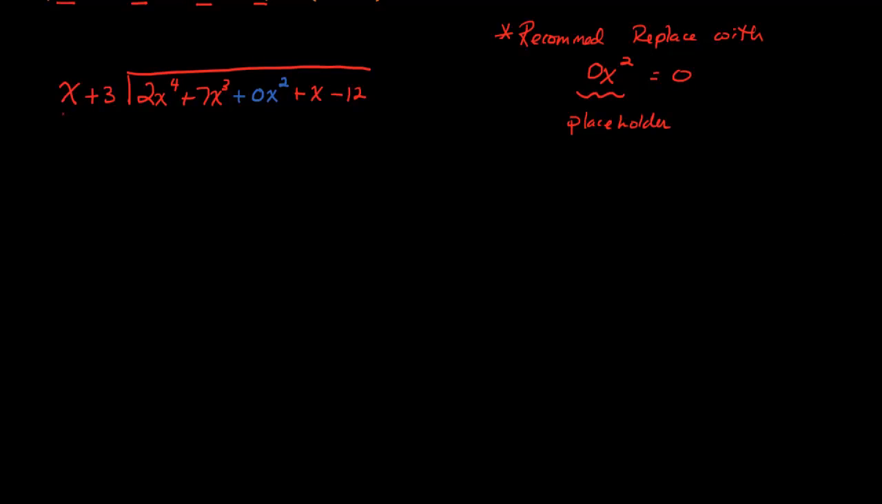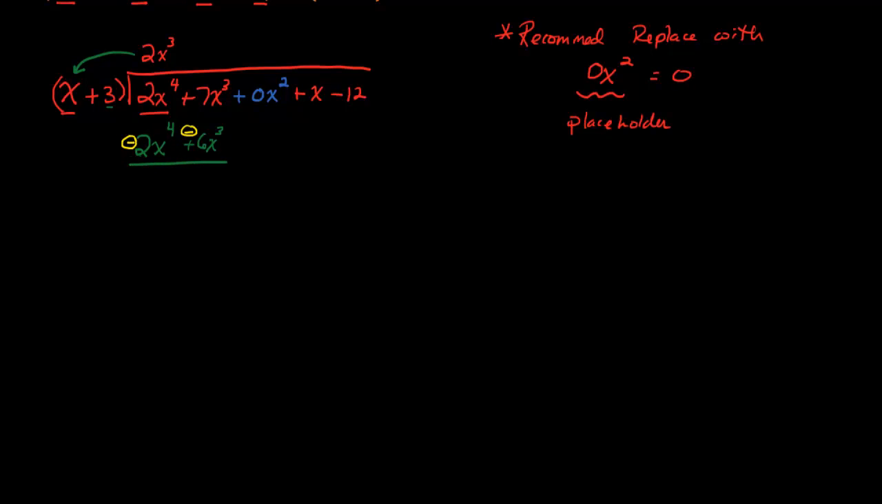So we're going to say to ourselves, what times x gives you 2x to the fourth? That's going to be a value of 2x cubed. And we're going to take that 2x cubed and multiply it, and I'll do that in green, times x plus 3. So that's going to give us 2x to the fourth. 2x cubed times 3 gives me a value of 6x cubed. So I'm going to have plus 6x cubed. And I'm going to remember that I need to always change my signs because I'm subtracting. So this becomes negative, and this becomes negative as well.